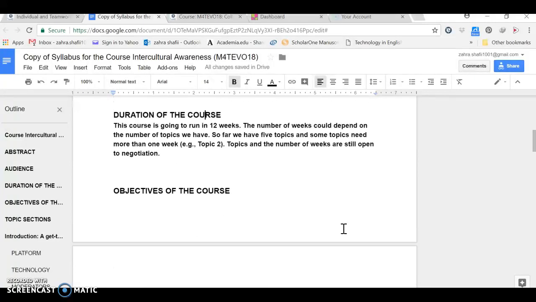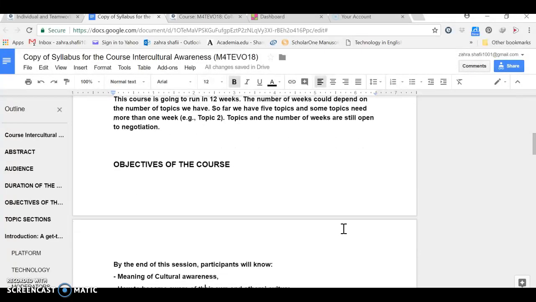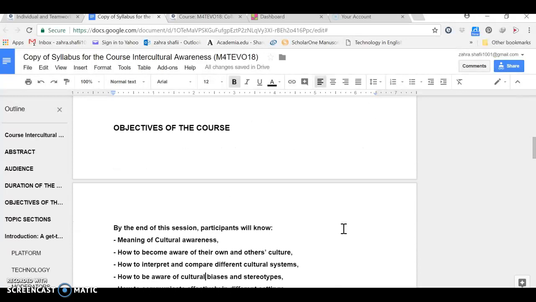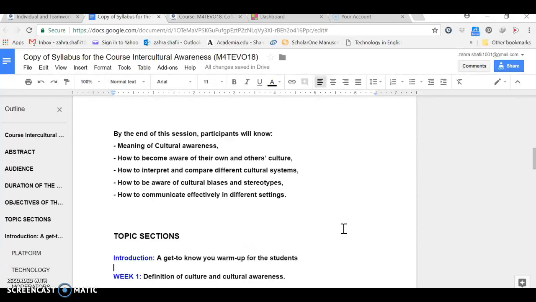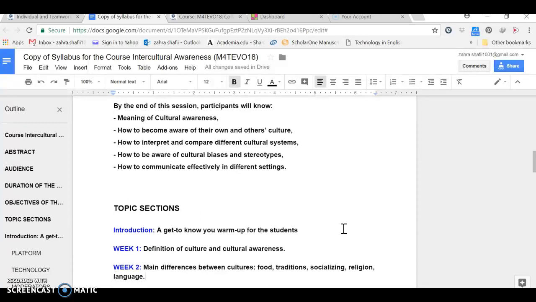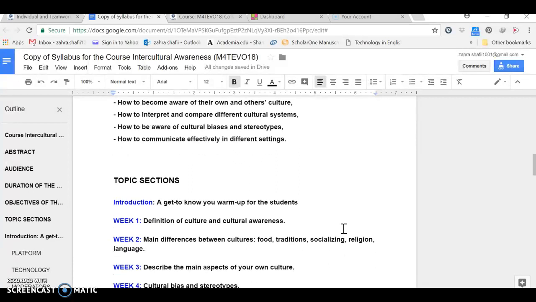And again, we agreed on the duration of the course as 5 weeks with these objectives. By the end of this course, participants will know the meaning of cultural awareness, how to become aware of their own and others' cultures, how to interpret and compare different cultural systems, how to be aware of cultural biases and stereotypes, and how to communicate effectively in different settings.